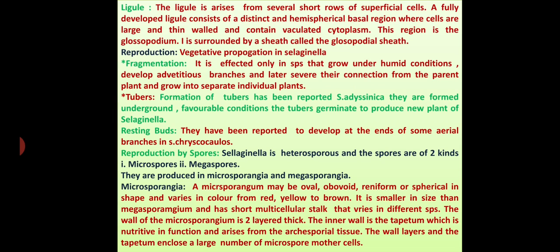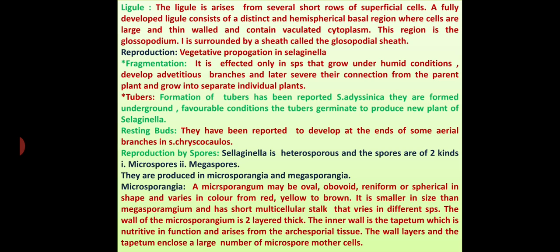So once again we discuss the ligule. The ligule arises from several short rows of superficial cells. A fully developed ligule consists of a distinct and hemispherical basal region where cells are large and thin-walled and contain vacuolated cytoplasm. The region is the glossopodium and is surrounded by a sheath called the glossopodial sheath.